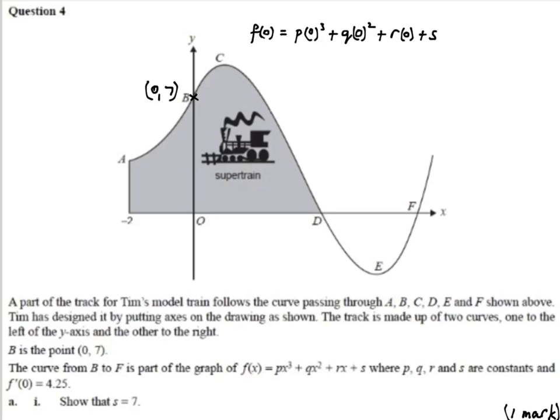Now I've got that there. f(0) equals p times 0 cubed plus q times 0 squared plus r times 0 plus s. But we know the value of f(0), don't we, guys? Yes, it's 7. That equals 7. So that simply tells you that s is 7 as required. Okay, put a box around it. Thank you, Mr. Box. Now you did that okay, didn't you? Yes, you did. Okay.